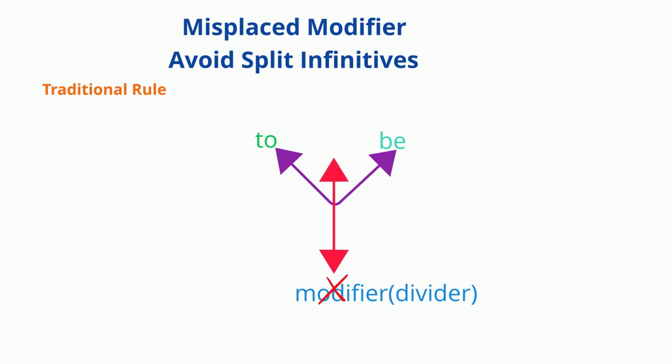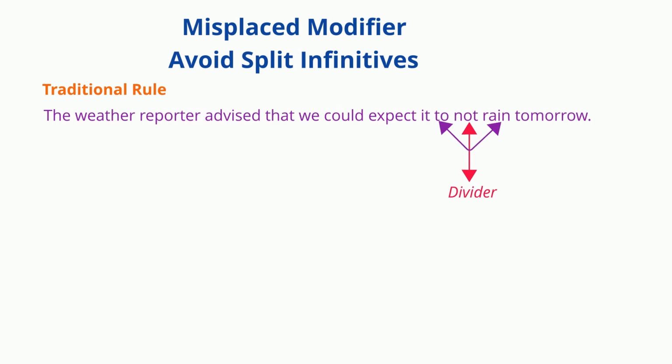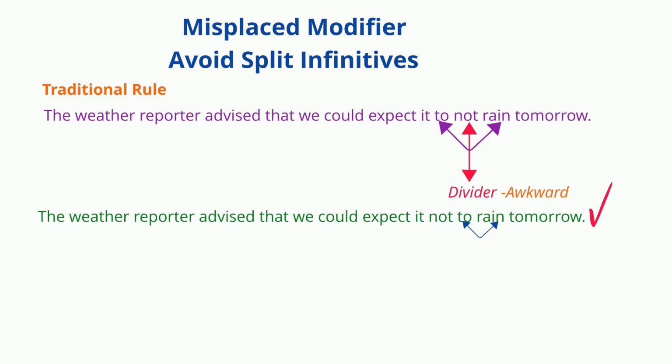Avoid split modifiers. Traditionally, grammar rules instructed that a modifier should not divide the two components of the infinitive form of a verb. That is, to plus verb. The weather reporter advised that we could expect it to not rain tomorrow. Awkward. The weather reporter advised that we could expect it not to rain tomorrow.